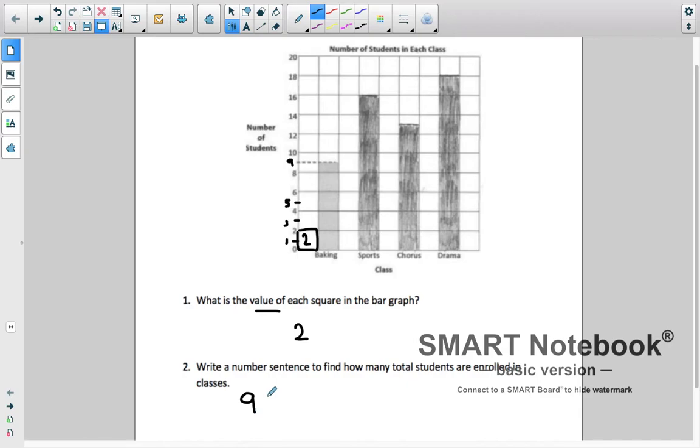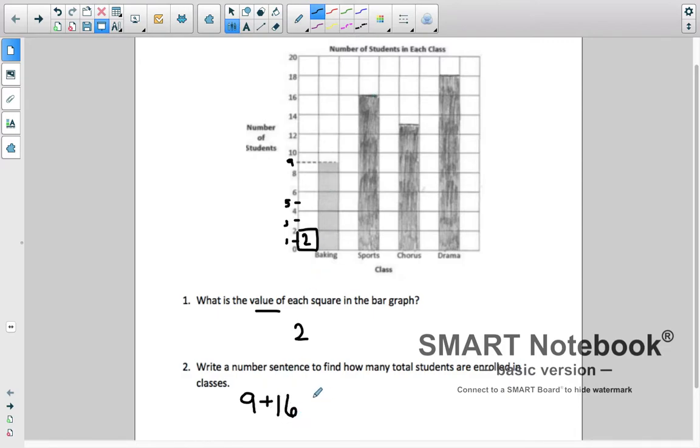And I'm just going to make my number sentence as an addition problem. You can do it however you want. So now I'm going to count sports. Remember, it counts by 2s. Each box is 2. So 2, 4, 6, 8, 10, 12, 14, 16. So 16 people look for sports.